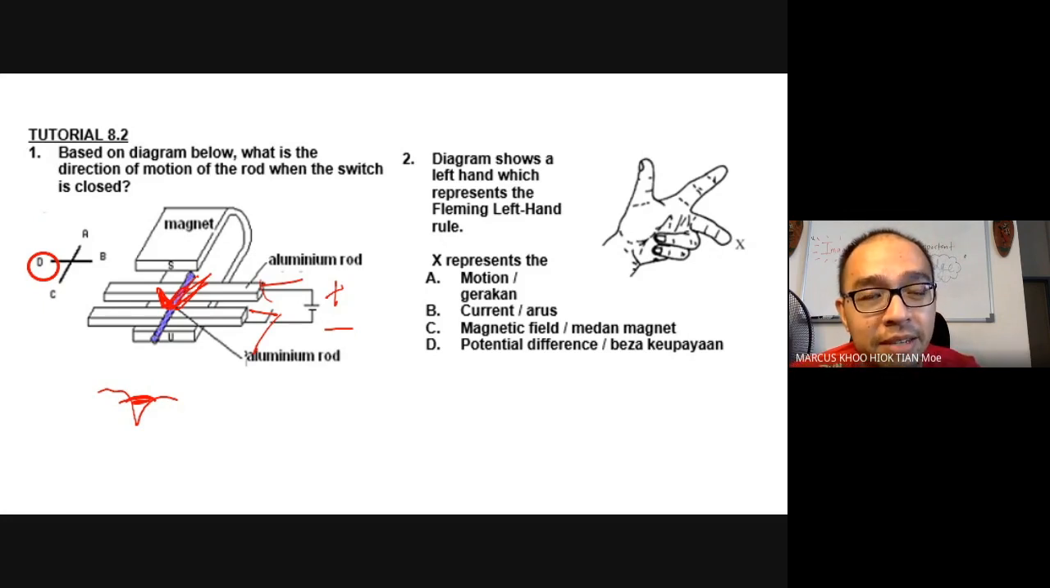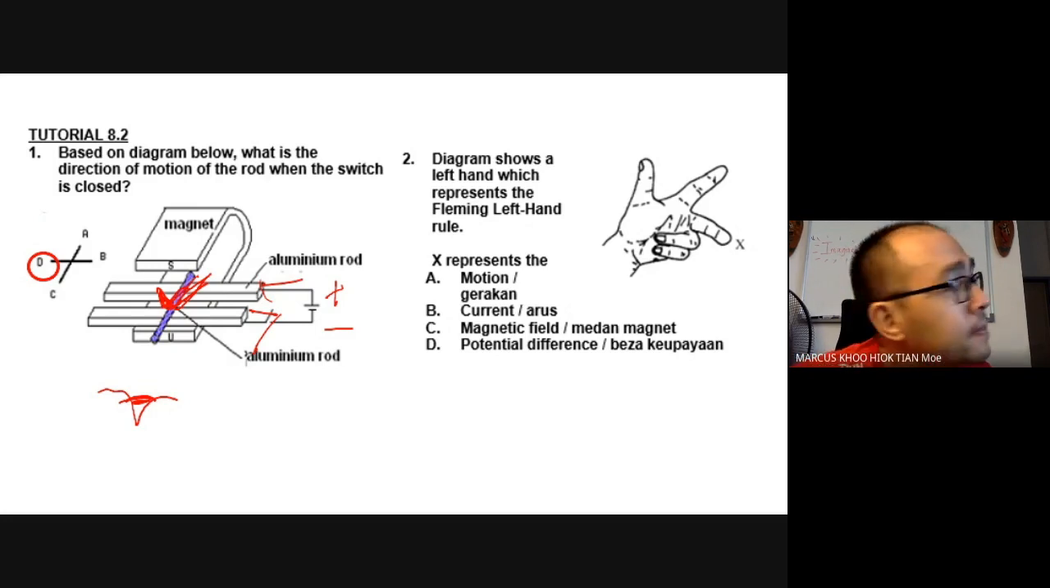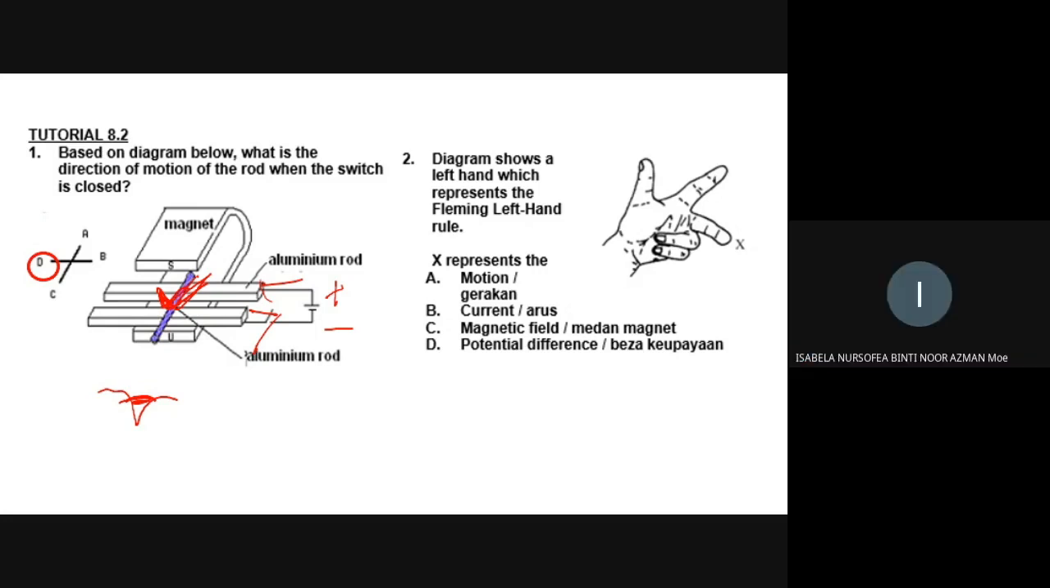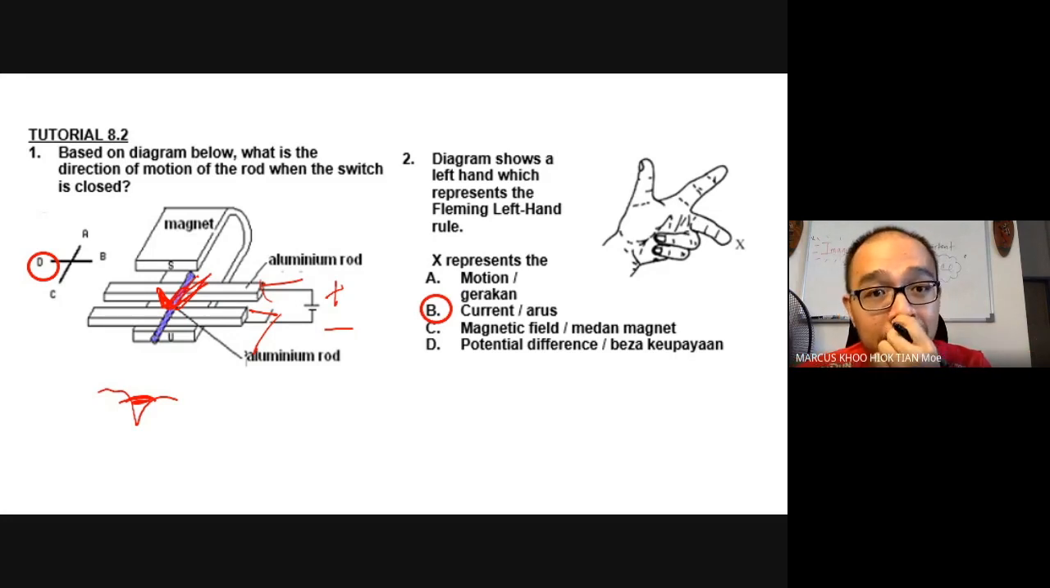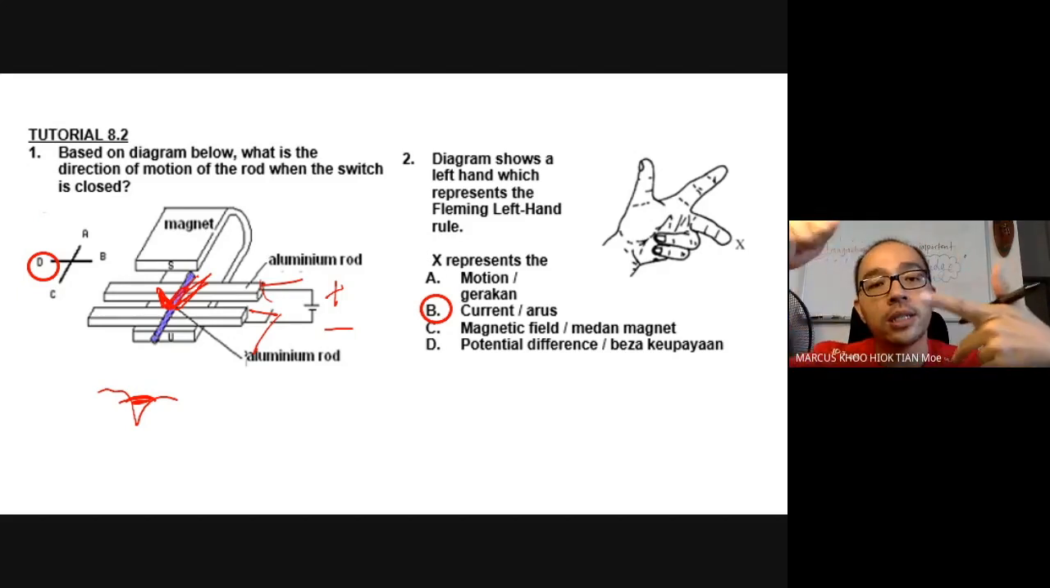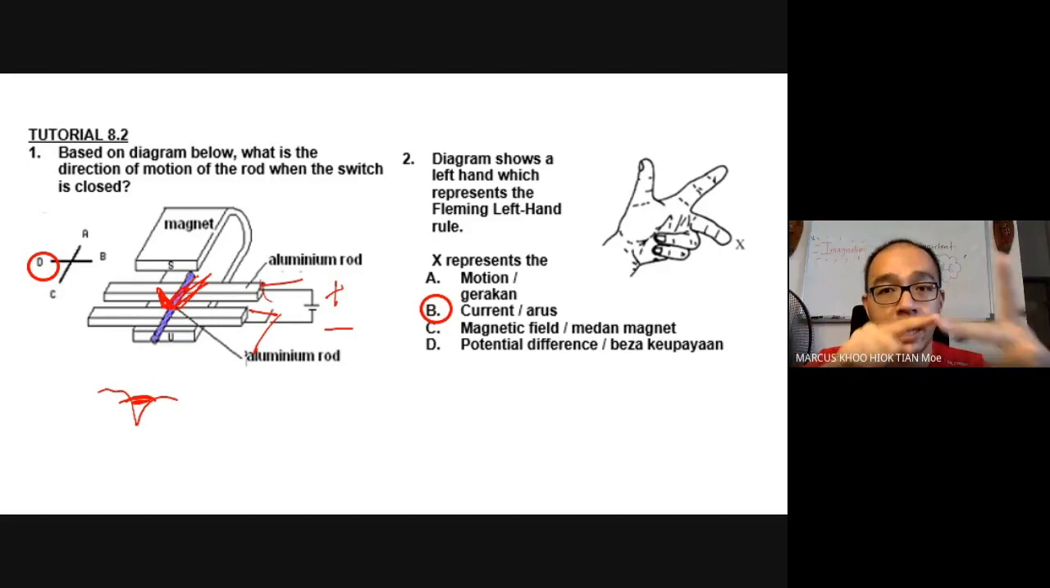The third finger, the middle finger. Is Angeline here? Angeline is not here. Oh, okay, sorry. Isabella. B. Okay, very good. I hope you said B, because I heard B. I'm not sure whether you said D. But anyway, it's the current. Nothing to do with the potential difference. Remember, FBI: Force, magnetic field, and current.